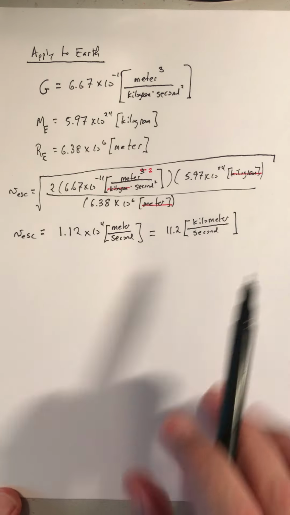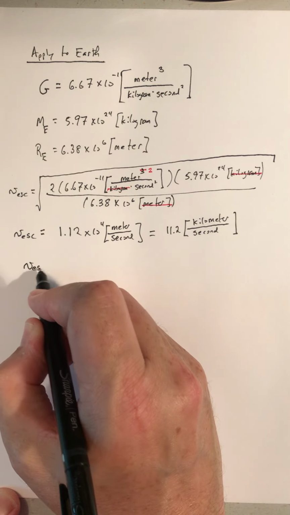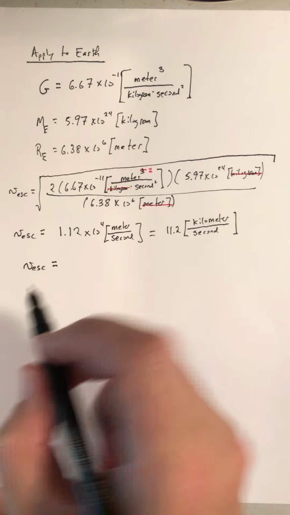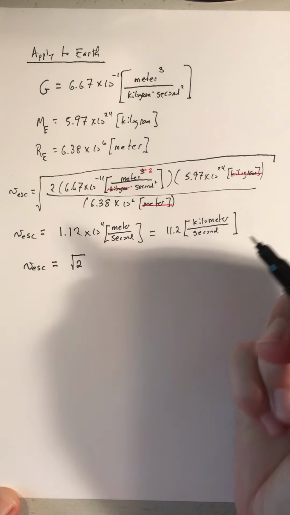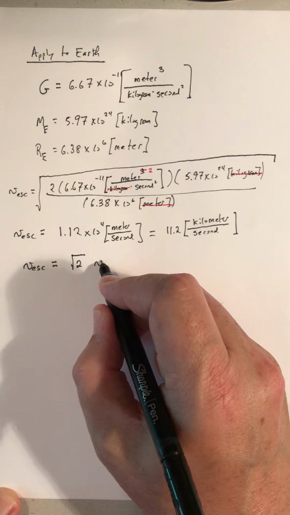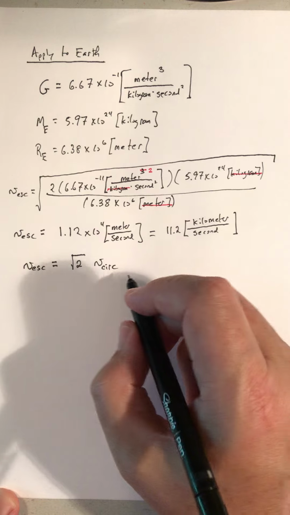If you are an astronomy fan, physics fan, the other thing to just note, since we're here, is that the escape speed is square root of 2 bigger than the speed you need to have for a circular orbit.